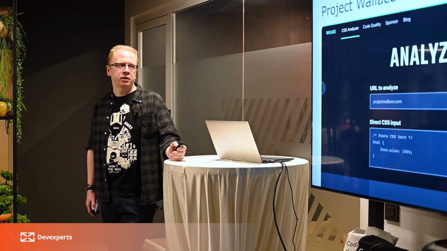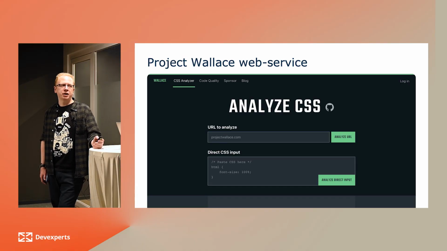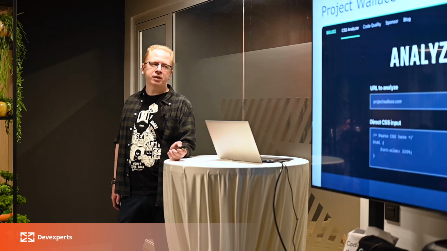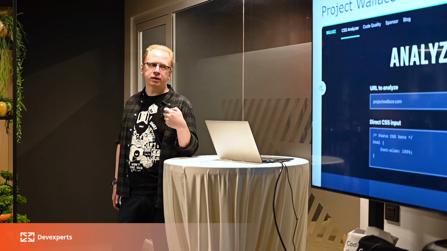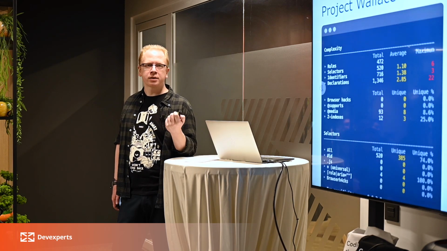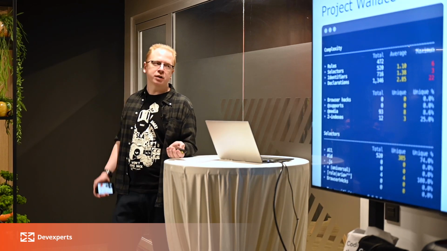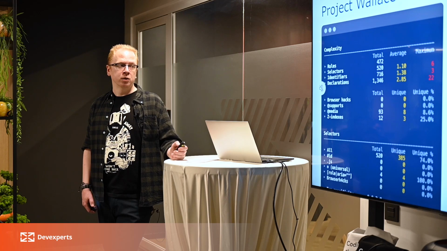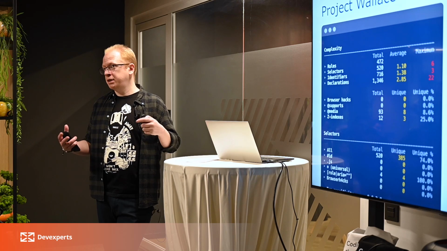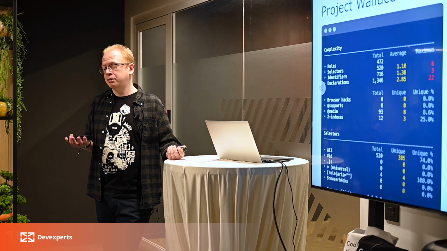And the other tool that I would also like to suggest is called Project Wallace. Initially it is a web service to which you could copy-paste your CSS code or a link to your CSS, but it also has a CLI tool, which might be more suitable for any project. And it gives much more statistics than the CSS overview. But again, depending on what specific pieces you want to track, it might be handy. Well, maybe not.